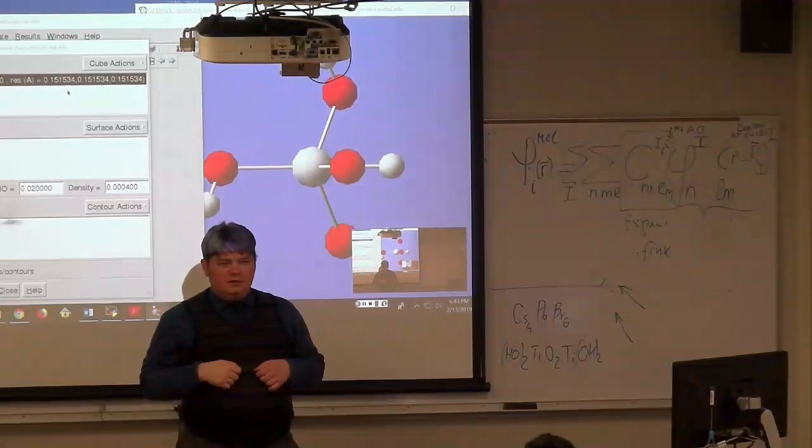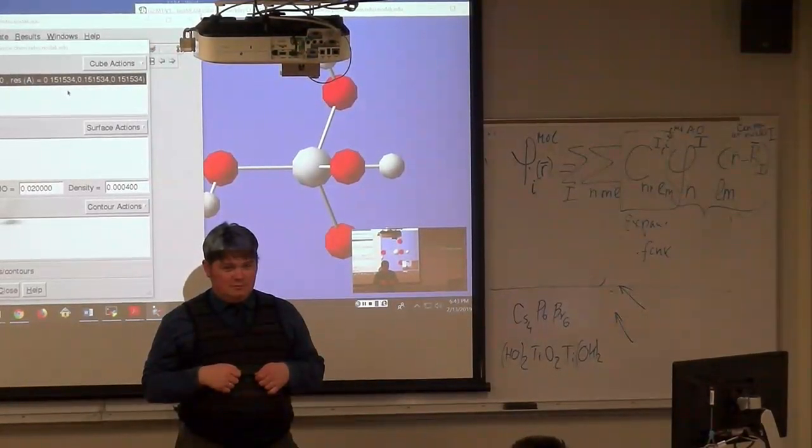So 8 is 2 to the power 3, right? 8 cubed will be 2 to the power 9. 2 to the power 10 is about 1000. 2 to the power 9 is about 500.